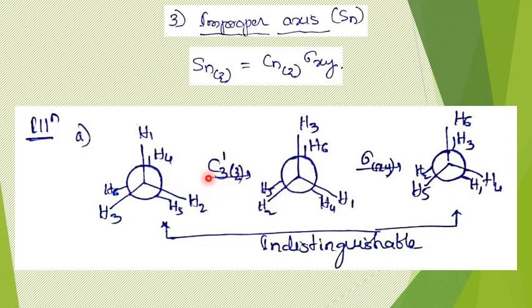Now I have performed the C3 operation and it has resulted in orientation 2 of the molecule. Let us say this is orientation 1, this is orientation 2. Since these two orientations are indistinguishable, definitely this C3Z is also a symmetry operation itself, right? No doubt about it. Now further, I'll not stop at this stage because I'm demonstrating the improper axis of symmetry.